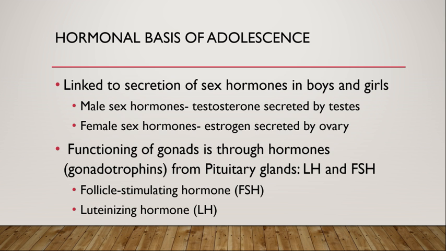Now, one important thing, I think we have discussed it, but I want to highlight a few things about the hormonal basis of adolescence. We have already learned that it is linked to the secretion of sex hormones in boys and girls. The male sex hormone is testosterone, secreted by the testes. The female sex hormone is called estrogen, secreted by the ovaries. How these function is also a major factor that is important to start during the adolescent phase. Especially, the gonads function through the hormones released from the pituitary gland, and the pituitary gland is basically regulated by the hormone released from the hypothalamus. So that mechanism needs to be understood, and that is what we'll be talking about in the next slide.